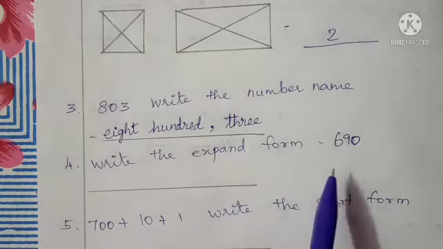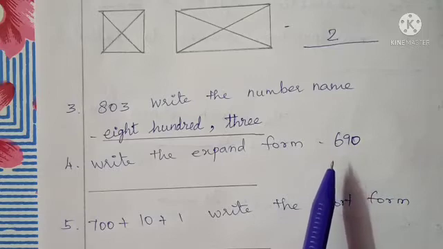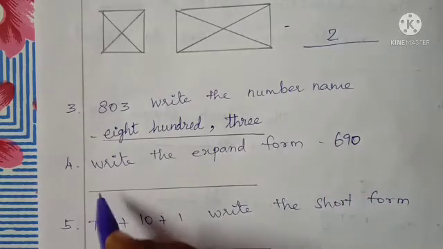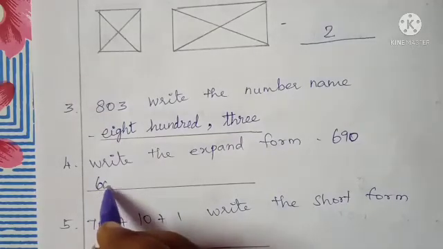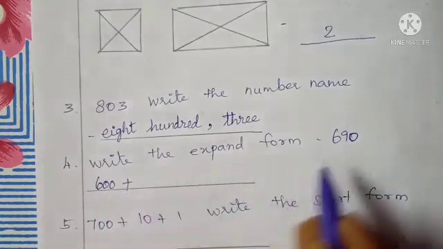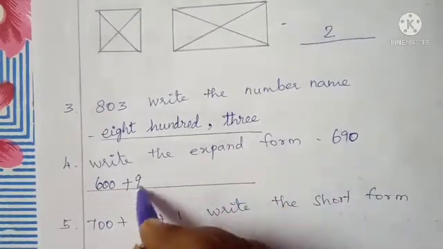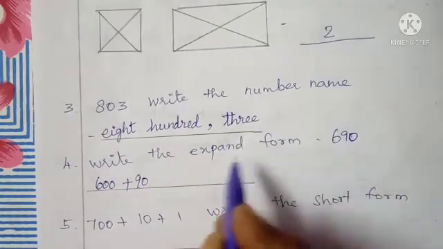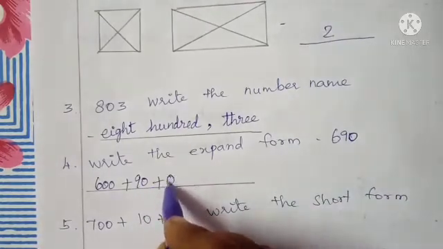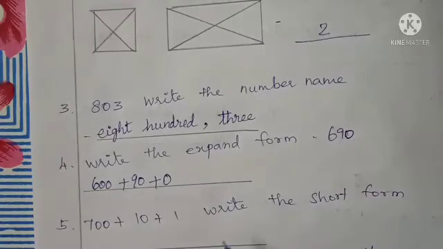The next one, the fourth sum. Write the expanded form. Here the number given is 690. So how to read it? 690. How many hundreds? 6 hundreds. How many tens? 9 tens, 90. How many ones? 0. So this is called the expanded form.